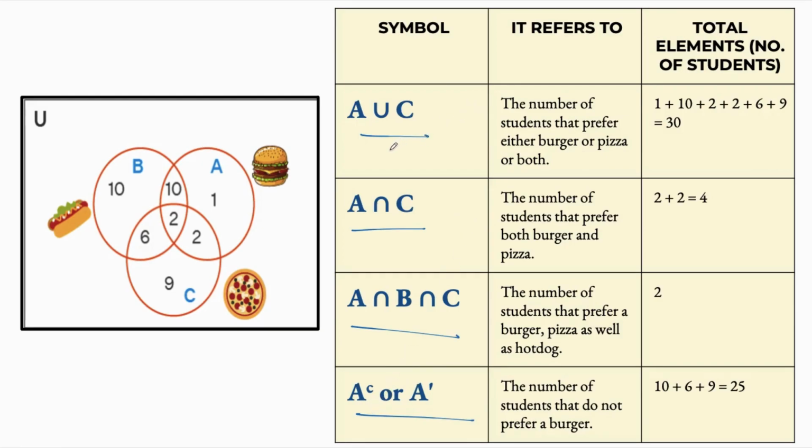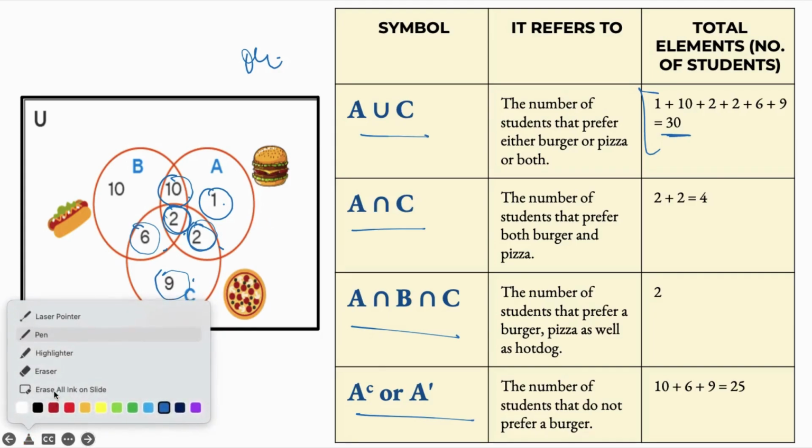Now A union C means I need to figure out all the numbers which are present in A or C. If I talk about A, all the elements that are present in A are 10, 2, 2 and 1. And all the elements which are present in C are 6, 2, 2 and 9. So that means I need to add 1, 10, 2, 2, 6 and 9. When we added them, we got 30. Simple, right?